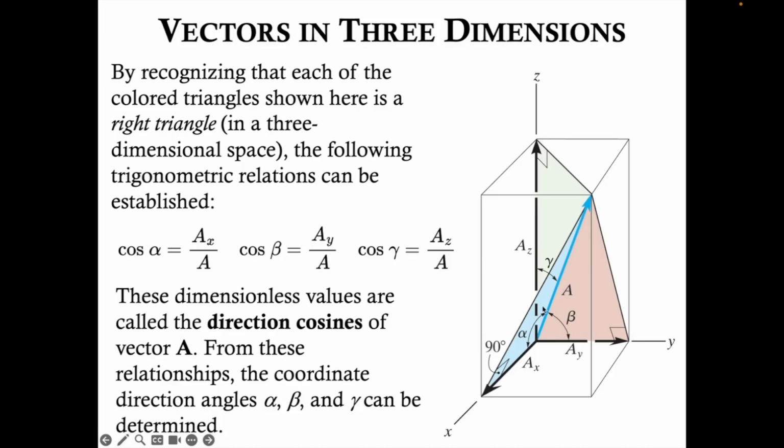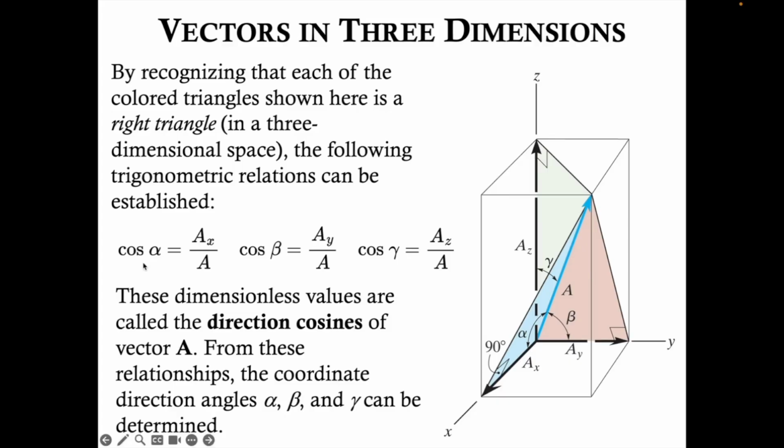And for the triangle in green, that right triangle, here's the right angle. And so the side opposite of it is vector A, the side that has magnitude A. So now we've established three different right triangles in this three-dimensional space. So we can set up our cosine relationships: cosine alpha, cosine beta, cosine gamma.